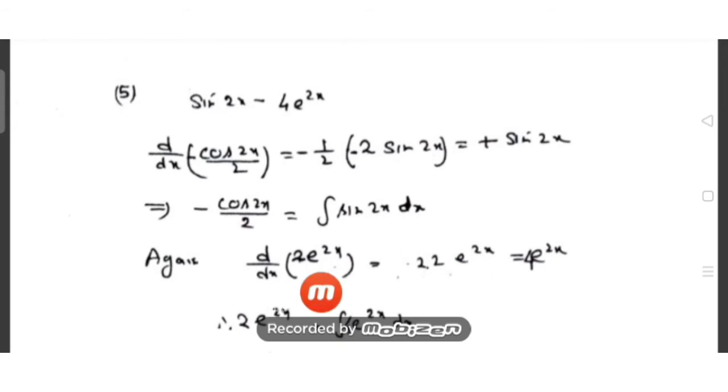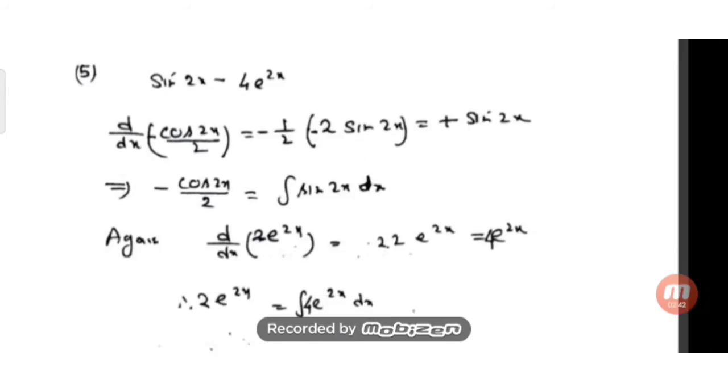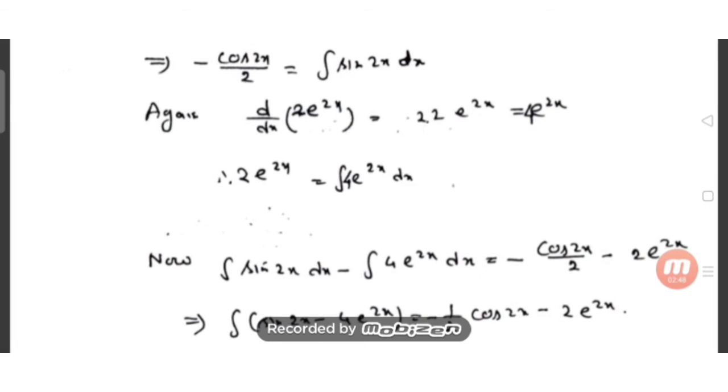So when I take the function, this one is equal to what? 2 e to the power twice x, bring this to the right side, and it gives the integration of 4 e to the power twice x. Now to get our answer, we need sine twice x minus 4 e to the power twice x. So what I have done here is subtract this one from this expression. So the integration of sine twice x dx minus 4 e to the power twice x into dx will be equal to minus cos of twice x by 2 minus this expression.